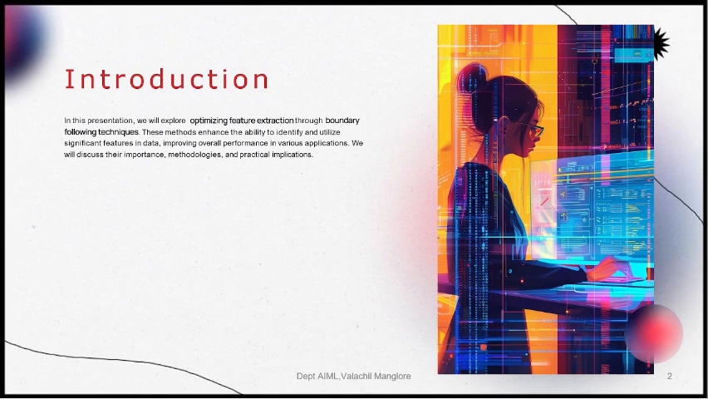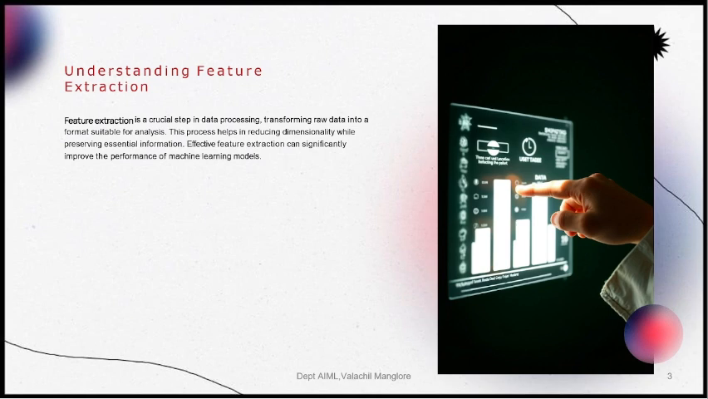Feature extraction from found boundaries: shape descriptors, parameters, curvatures, and geometric features such as area, centroid, orientation, and bounding box. Next one, understanding feature extraction. Feature extraction is a crucial step in data processing, transforming raw data into a format suitable for analysis. This process helps in reducing dimensionality while preserving essential information. Effective feature extraction can significantly improve the performance of machine learning models.